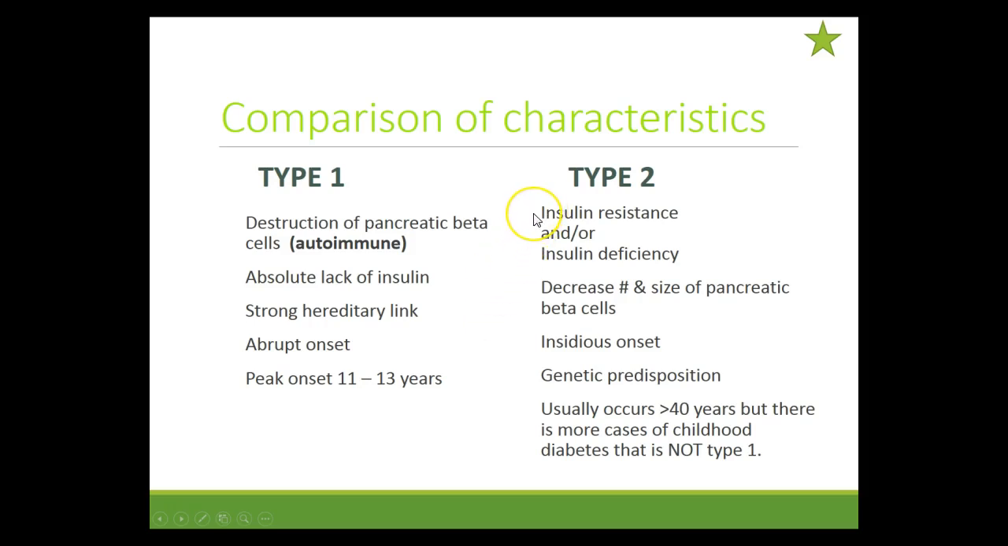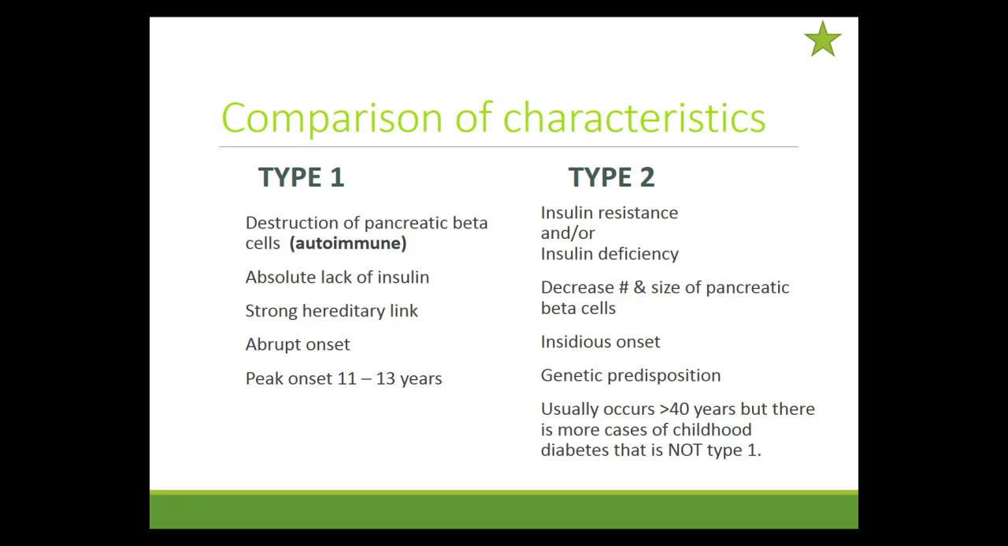So, comparison of characteristics. Remember, type 1 is destruction of the pancreatic beta cells. It's autoimmune. There is an absolute lack of insulin. A lot of times there is a strong hereditary link. Onset is abrupt. Peak onset is 11 to 13 years.